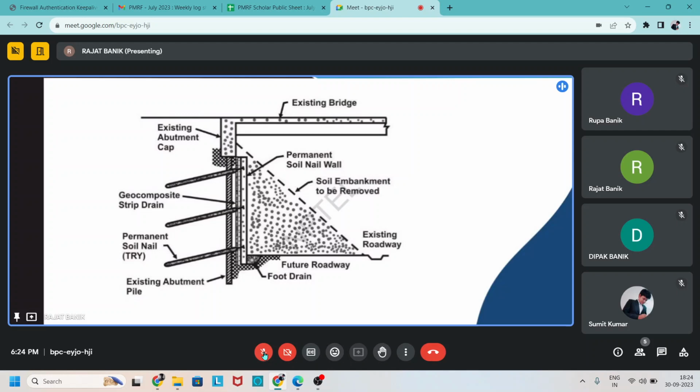To minimize this, we can reduce the slope by inclusion of the soil nail. After the inclusion of the soil nail, the existing dashed slope may be removed. By this way, we increase the space between the embankments, and the water flows more easily between the embankments, which minimizes the scouring possibility.